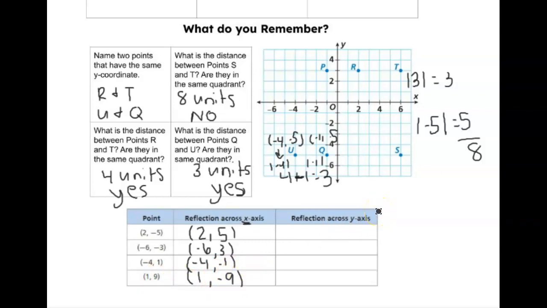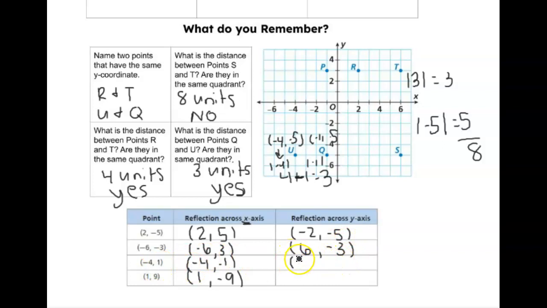On the side over here, we're going to reflect across the y. When we reflect across the y, the sign on the x changes. So instead of +2, we have -2, and our y stays the same. Next one, (-6, -3). The -6 changes to 6 because when we reflect across the y, the sign on the x changes. The y stays the same.